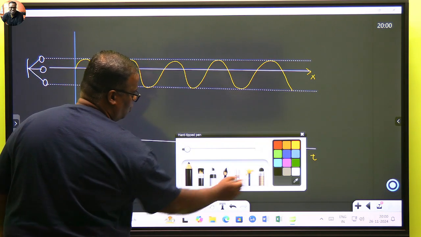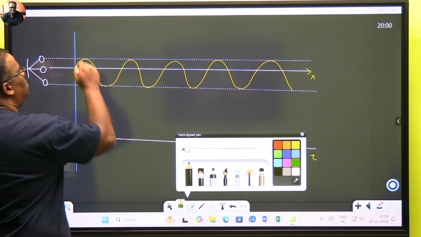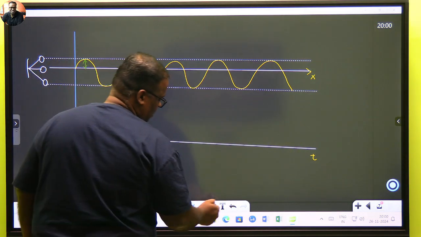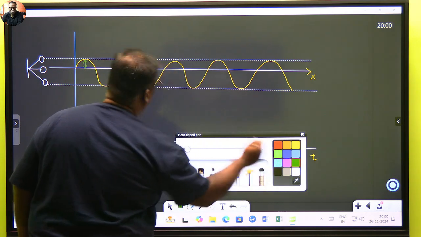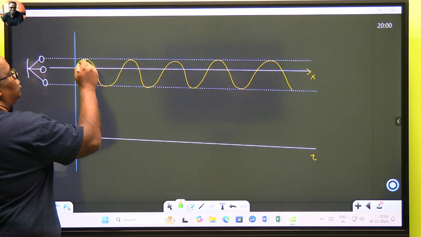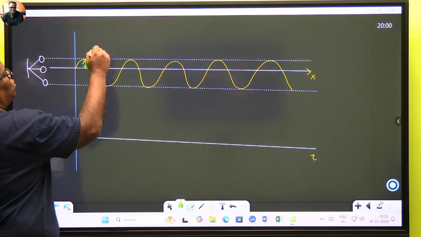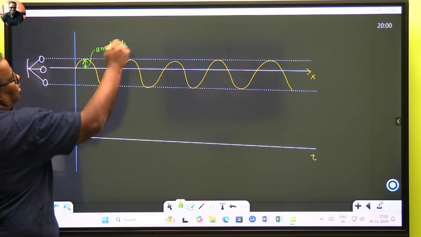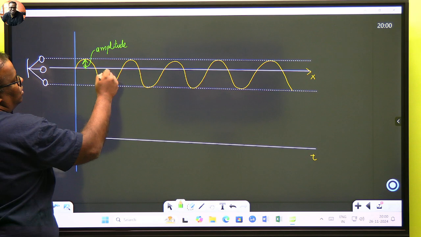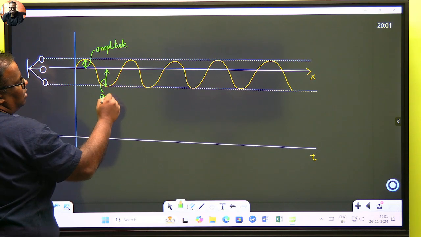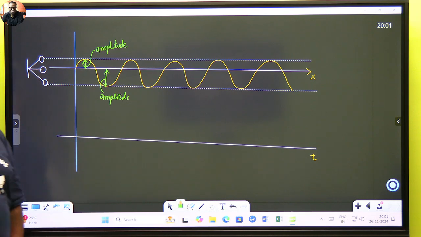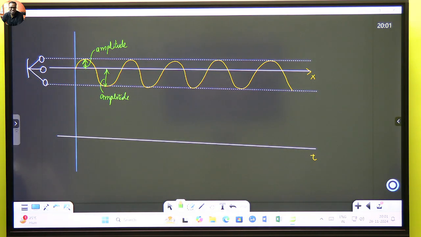Okay. So what did we say? The maximum displacement from the mean position to either extreme, this will be known as my amplitude. This is also my amplitude. Have you understood? ठीक है.